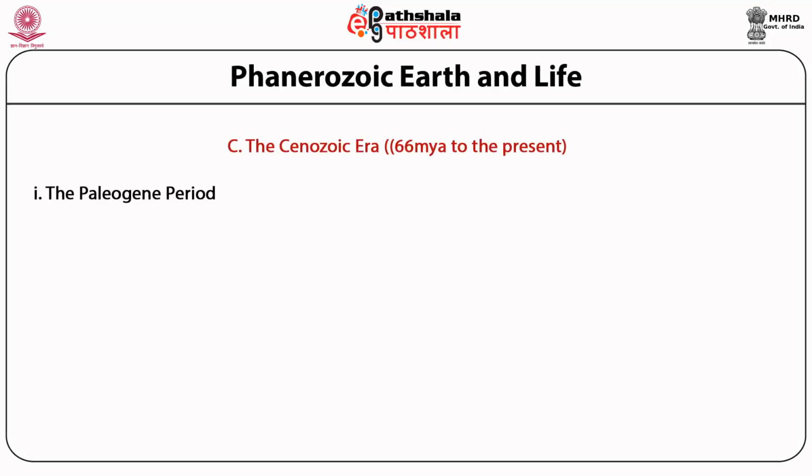The Paleogene period, the Paleocene epoch. The Paleocene epoch is the first epoch of the Paleogene period, which lasted from 66 to 57.8 million years ago. The early Paleocene was cooler and drier than the preceding Cretaceous. However, the climate changed and became warm and humid toward the end of the Paleocene.